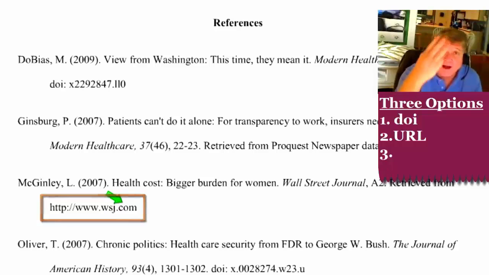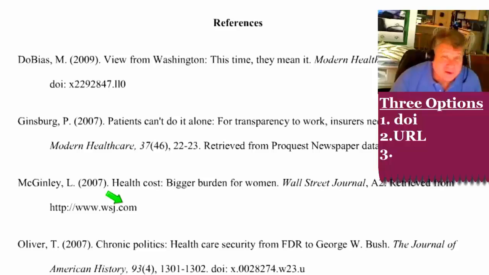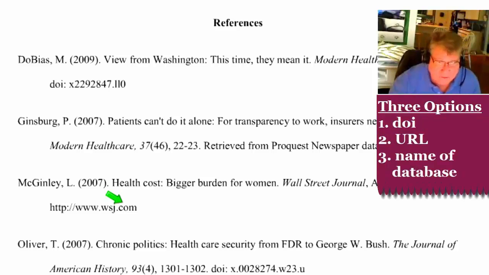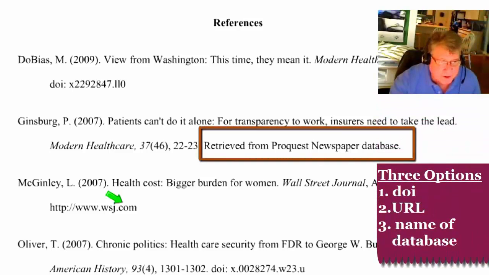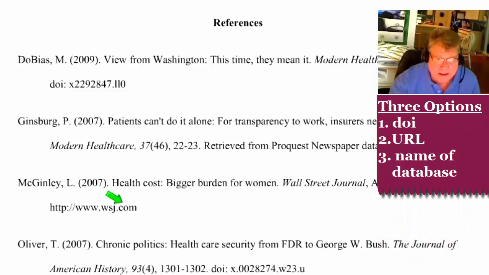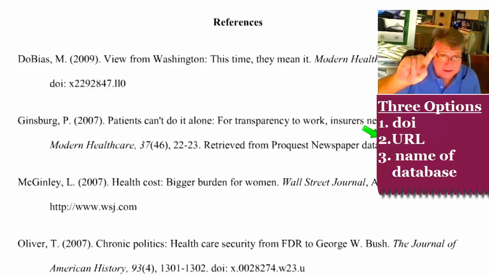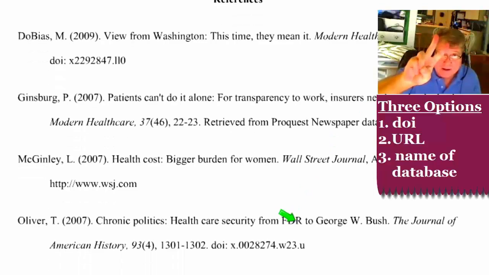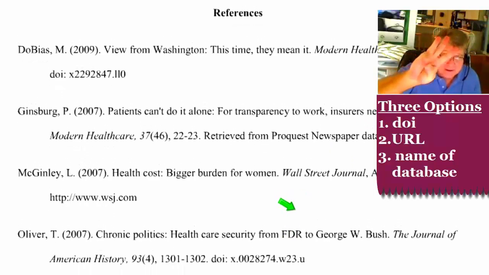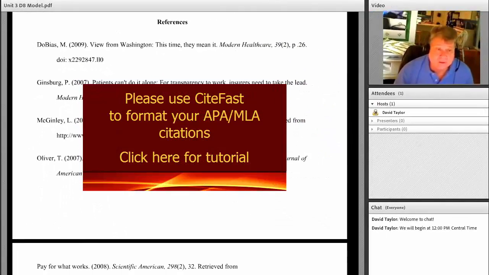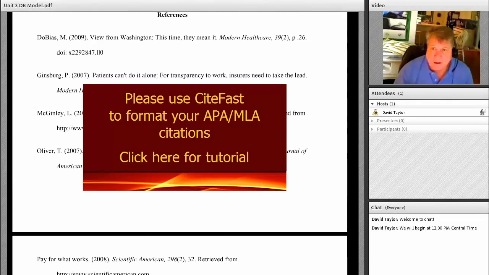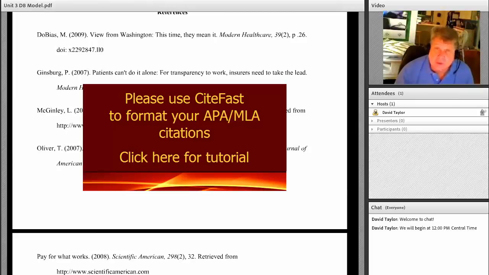Your third choice, your final backup, to be used only when the first two fail, is to give the name of the database. Here the database was the ProQuest newspaper database. So please remember that whenever you are creating your reference citations. Your first choice is a DOI. If you don't see a DOI, it's the URL of the web page. If the publication doesn't have a web page, you give the name of the database. Now, it's very easy to get these reference citations correct. All that you have to do is to use a citation machine to get these reference citations correct.